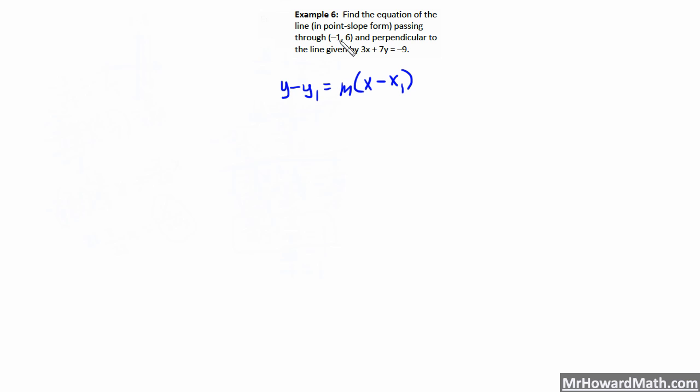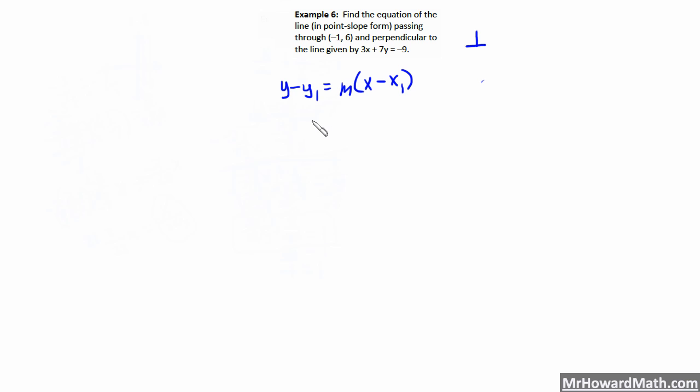Okay, so they want it passing through (-1, 6), so that gives us a y1 and an x1 already, and then we want it to be perpendicular to the line that they give us here. So remember that perpendicular lines have opposite reciprocal slopes. Opposite reciprocal. So we have to take the slope that we find of this line, flip it, and change the sign. Opposite reciprocal means flip it, change the sign.